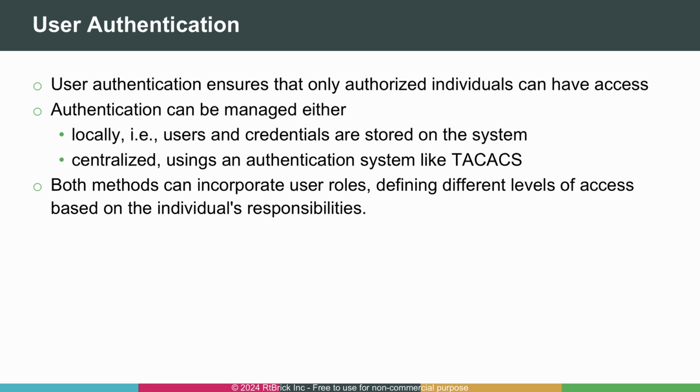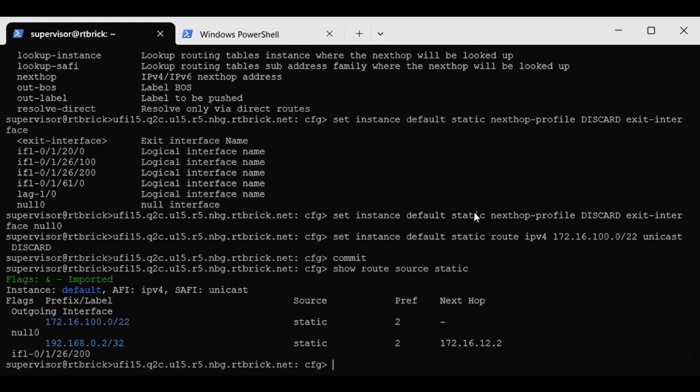With the central approach, users are typically defined on an authentication server. TACACS acts as a protocol between the switch and the authentication server, allowing the server to compare user credentials and permissions during an SSH login attempt. In both cases, you can customize the roles that define individual access rights. The only predefined user account available on an RBFS system is the supervisor account.